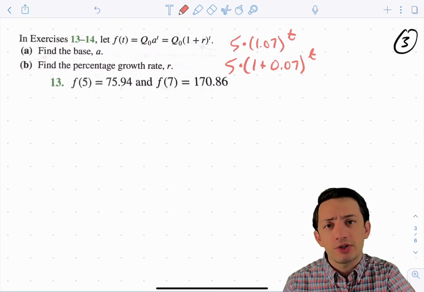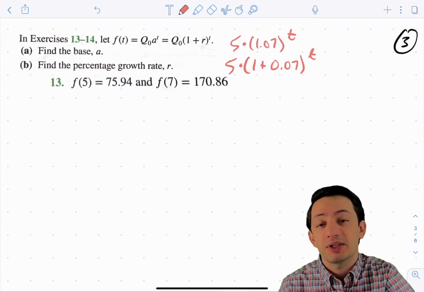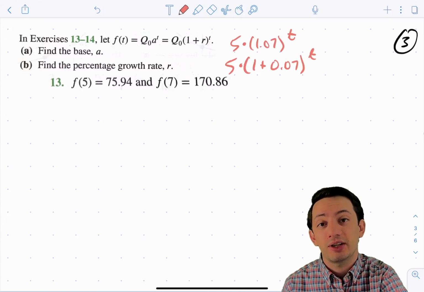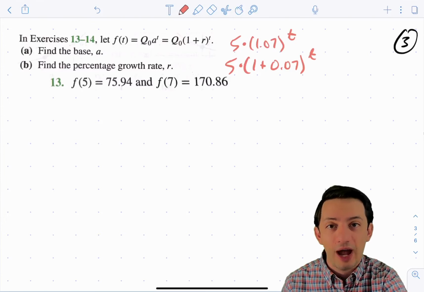So this is one of those questions where I didn't give you a formula in the section for exactly how to do this. And that's because this is not a class about memorization. It's a class about understanding math and graphs and calculus. So we're going to think about what we know, what we want to know, and try to figure out how to get from one to the other.